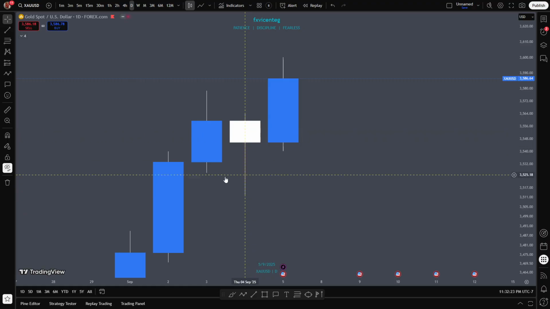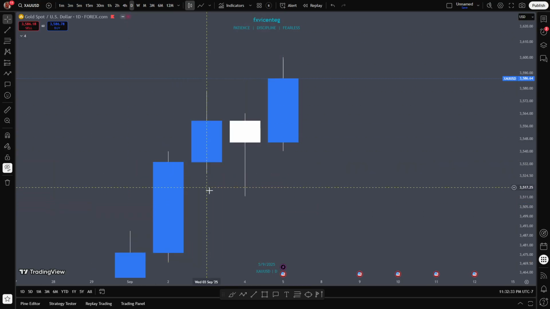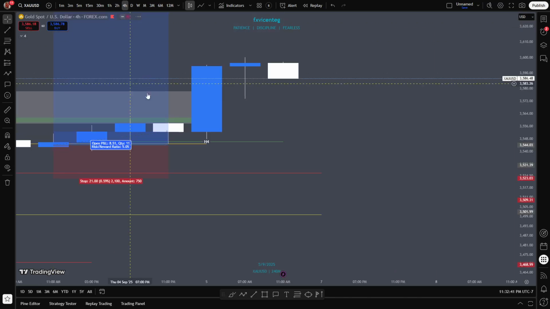So notice that price swept the previous daily low, and I have that marked off right here. Price swept that previous daily low, and once this candle closed, that was telling me that there were more buyers than sellers in this area, telling me we're probably going to continue going up. Okay, so now we're going to go look at the other two trades.